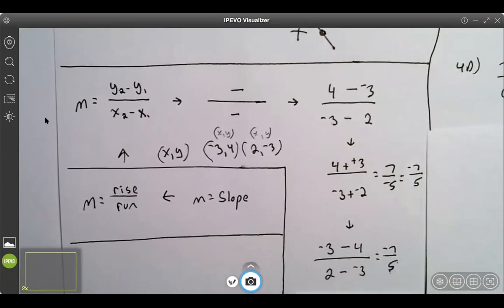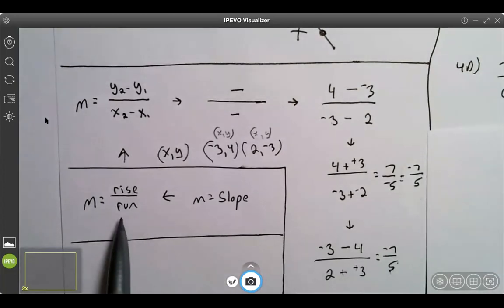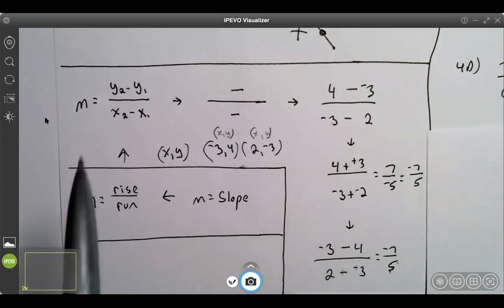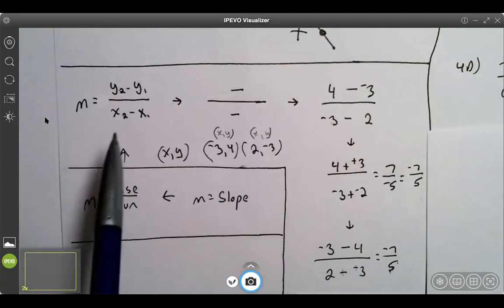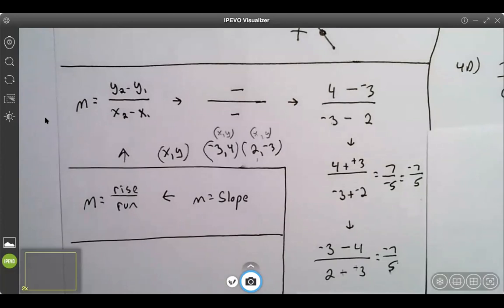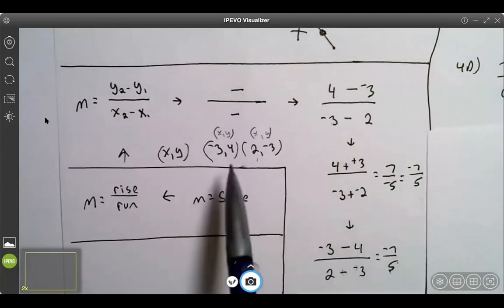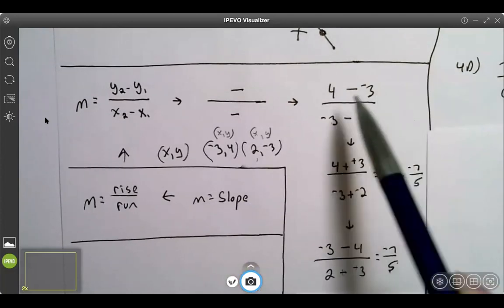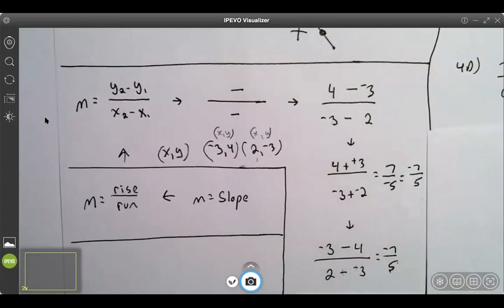-3 and -4 is -7. 2 minus -3, which becomes plus +3, is +5. Either way, your slope is -7/5. So slope is rise over run when we're doing it on a graph, but when we're doing it with just two coordinates, it's the difference in your y's over the difference in your x's. Doesn't matter whether you go left to right or right to left, you just have to do it the same way on top as you do on the bottom.